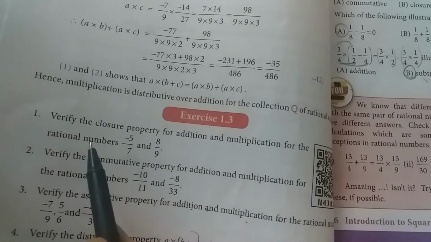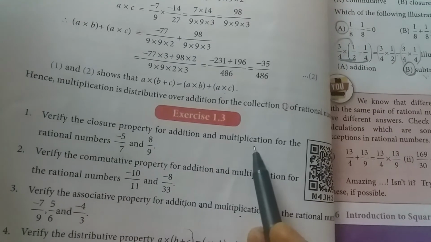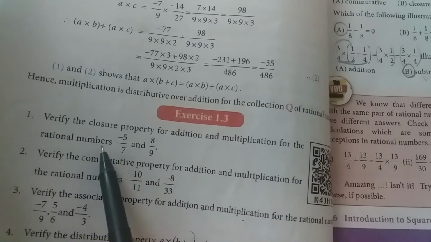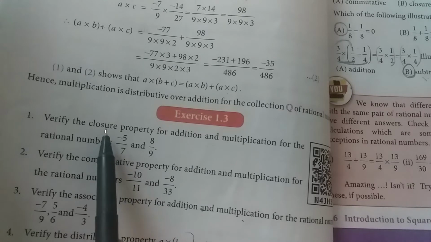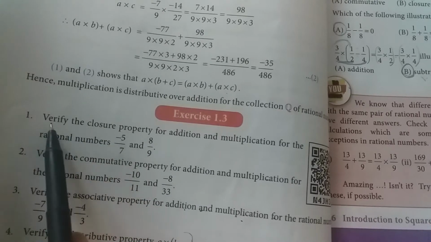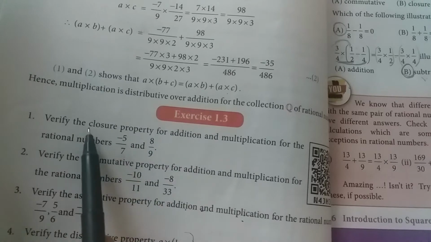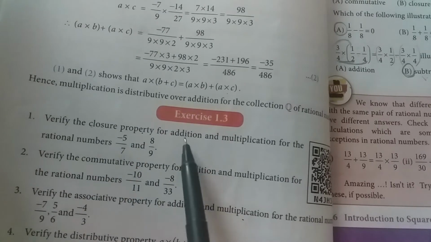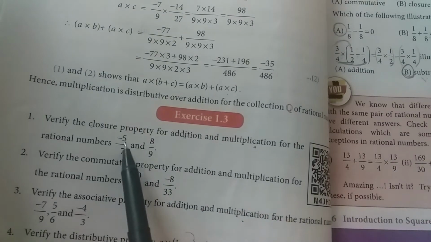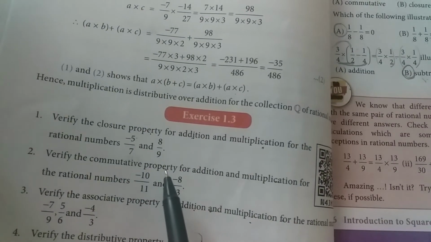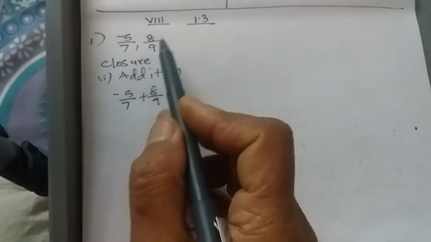The first sum is: verify the closure property for addition and multiplication for the rational numbers minus 5 by 7 and 8 by 9. So which is the property we have to verify? Verify means check. We have to check whether it is true or not. What property? Closure property, for the operations addition and multiplication, for the numbers minus 5 by 7 and 8 by 9.